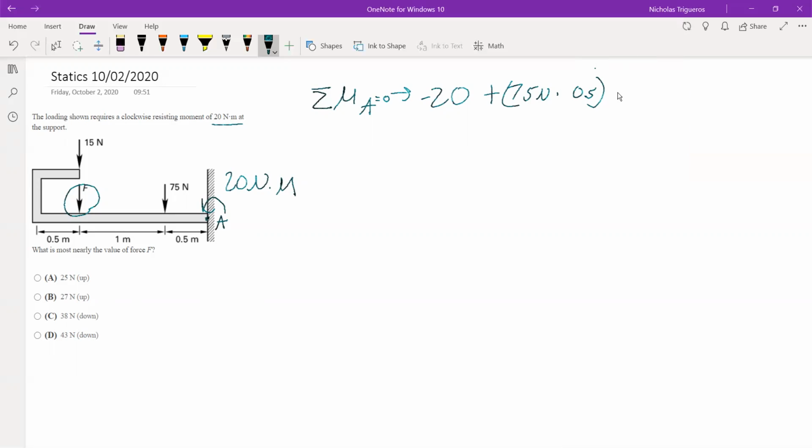All right. What else we got? We got F, right? Plus F times another distance. But interestingly enough, we have 15 too. 15 and F have the same line of action. So question to you guys, do these both contribute to the same moment, or do they have different moment arms? 15 and F, what do you guys think?